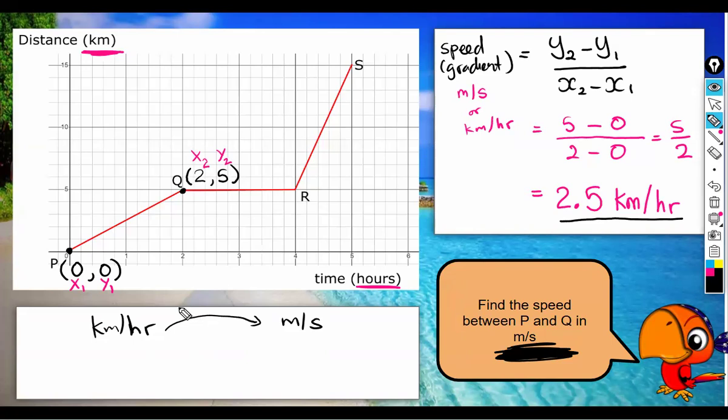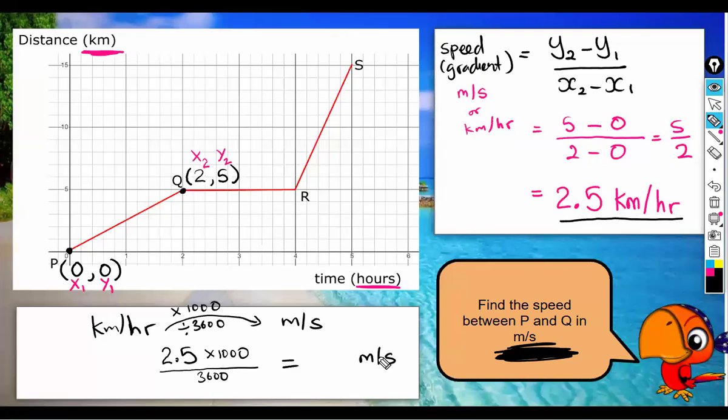Remember, look at it properly. It's easy to mix up. You multiply it by 1,000 and then divide by 3,600. So here's what you need to do. That 2.5, which is your kilometers per hour, multiply it by 1,000 and then divide it by 3,600. And your answer will come out in meters per second.